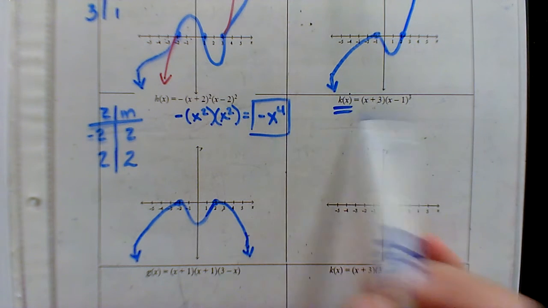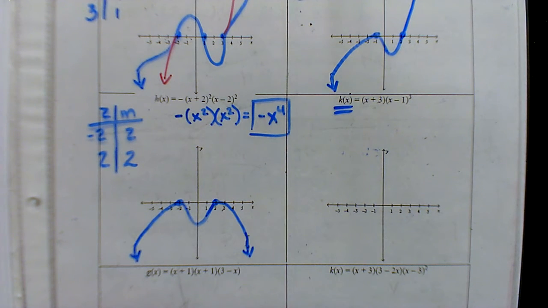Do you guys think you can try one on your own? Maybe try the next one. Try K of X. See how you do.